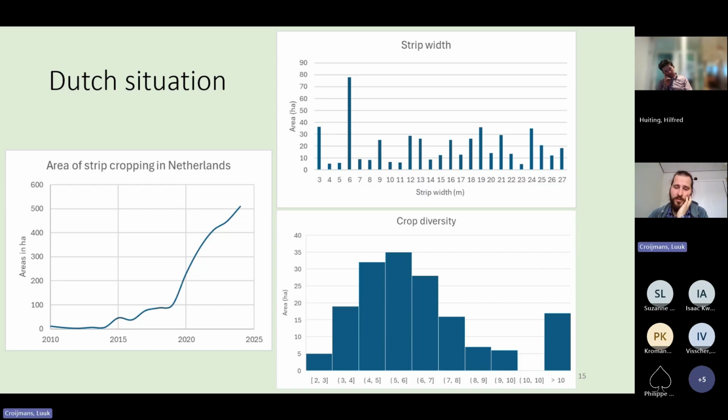And for crop diversity, we do see a little bit more of a normal distribution, so to say. But even there, we still see quite some variation in how many crops farmers introduce in their strip cropping situation. So we're also a bit curious, what is actually best from a pest management perspective? What kind of strip widths or crop diversity?